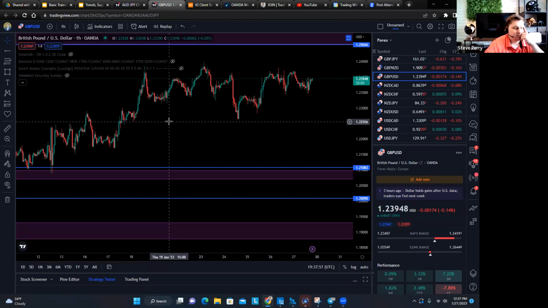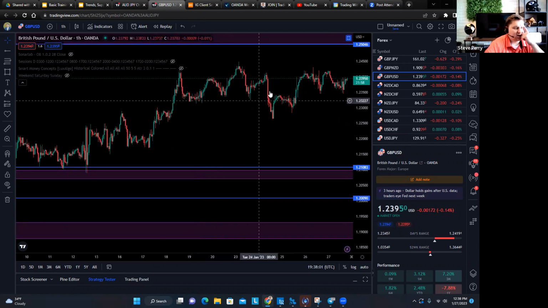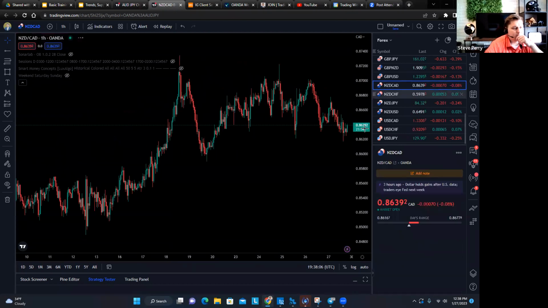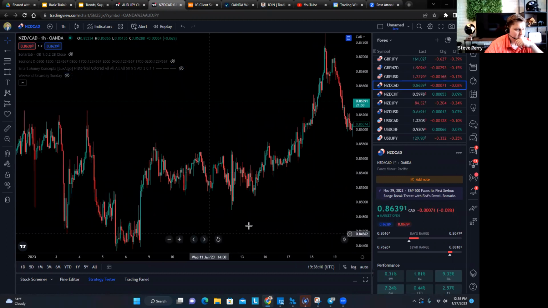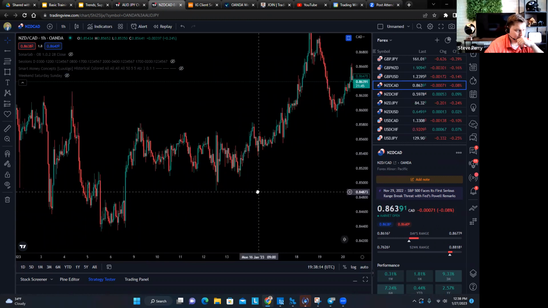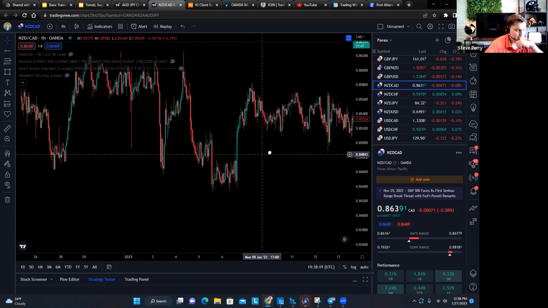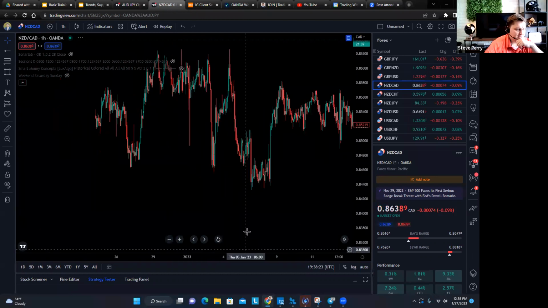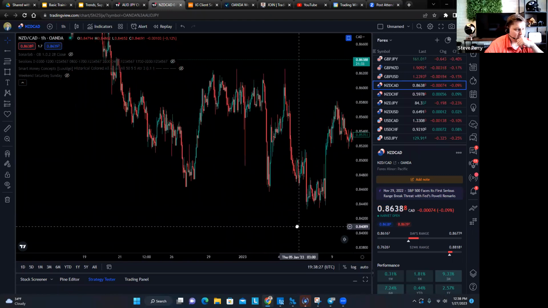I want to find an actual ranging market, one that's actually going sideways, and then see if I can find the breakout. Oh yeah, let's see. How about this guy? This one's not as good, but it's still there. I can see a lot of opportunities here, but I'm just trying to find one that I really, really like.